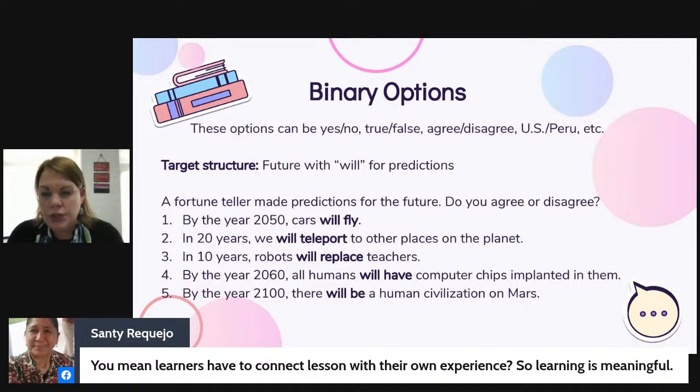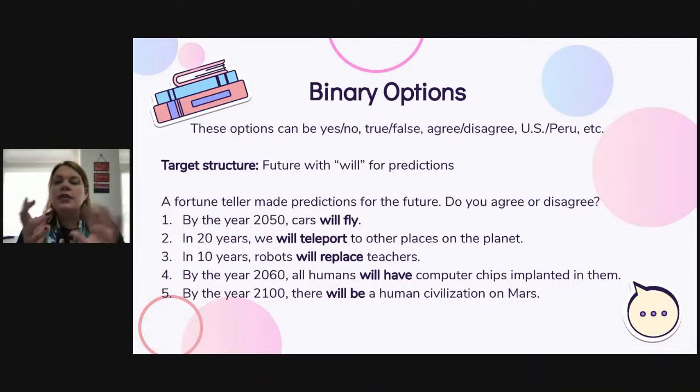Starting with binary options. Binary, we know, means two. So these two options for the responses for our students can be yes, no, true, false, agree, disagree, United States, Peru, etc. Whatever two options you can think of, but they only have to choose between two options. The purpose here is to provide students with correct, good input in the language, so that they can observe how the structure works. So let's take a look at this one.